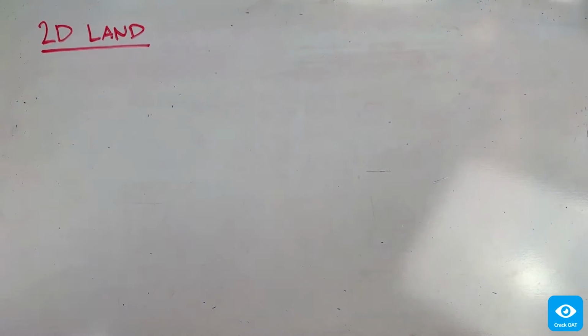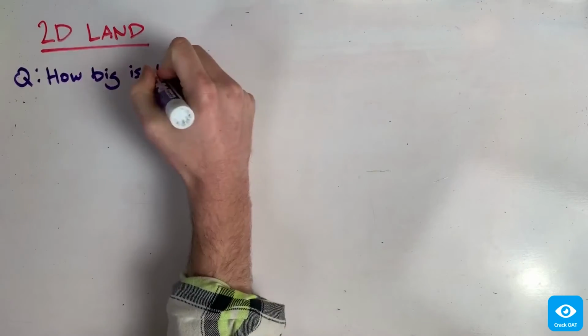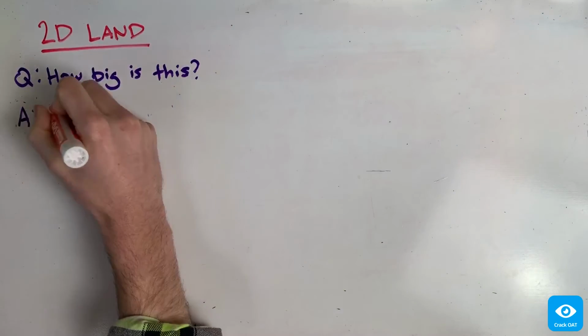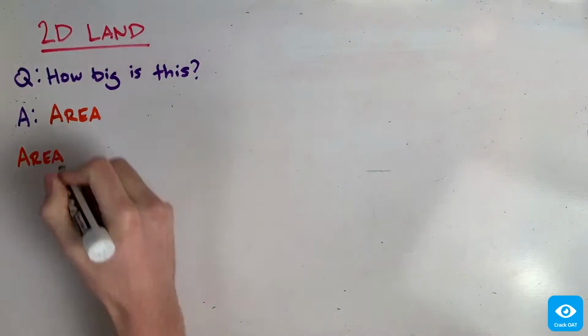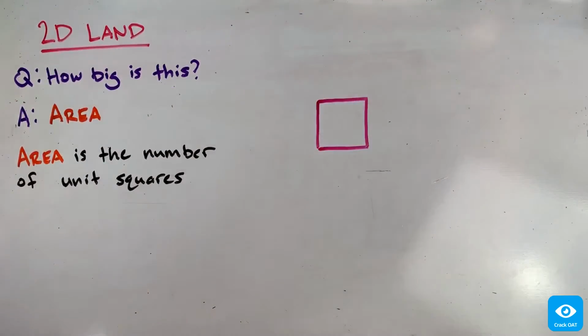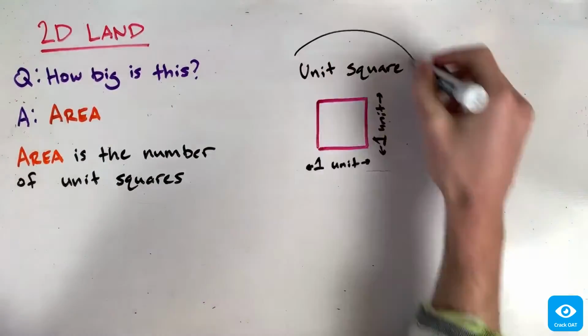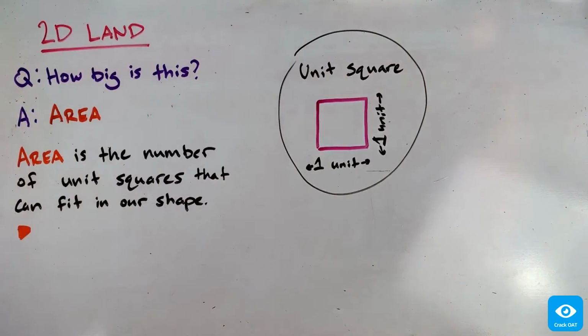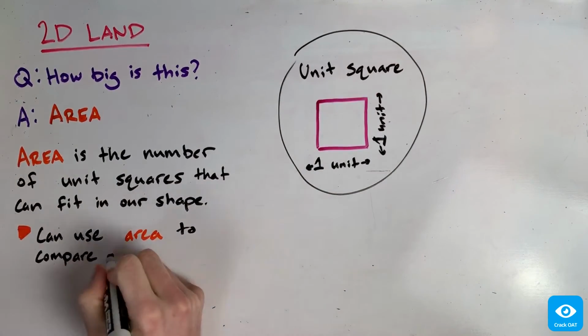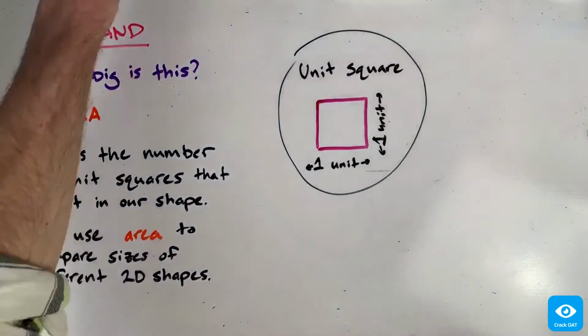So back in the 2D world, when we wanted to ask how big a shape was, we used this idea called area. Area is the amount of unit squares, or 1 by 1 squares, that can fit in a shape. And we can use that to compare the sizes of various shapes, no matter how different they look.